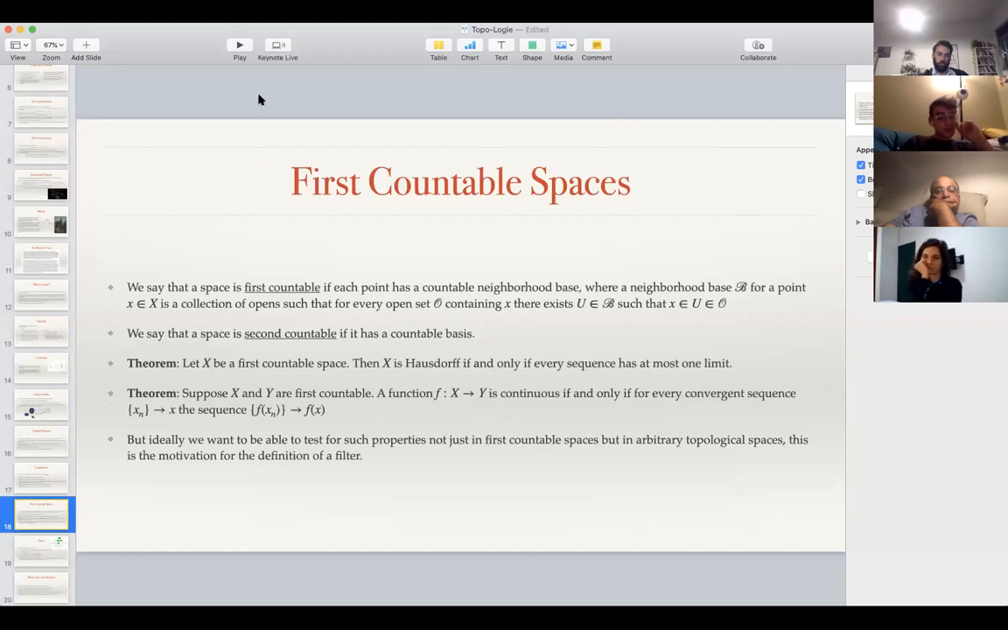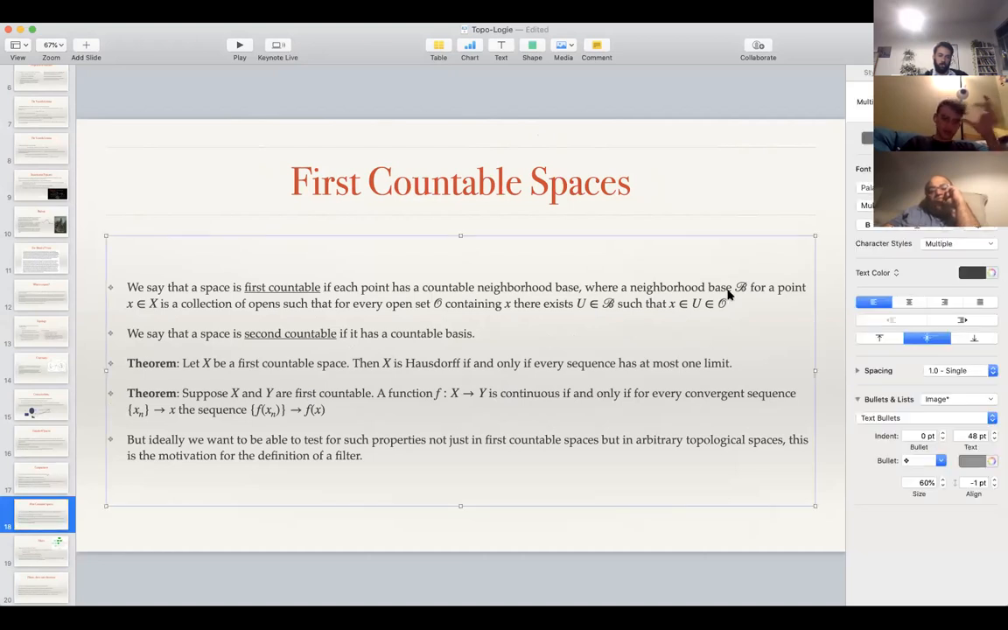So a first countable space is one in which for every x, you have that every open set containing it has a member of this neighborhood base which is contained in that open set. Okay, so it's always going to be able to filter something smaller from any open set. And this basis is countable.